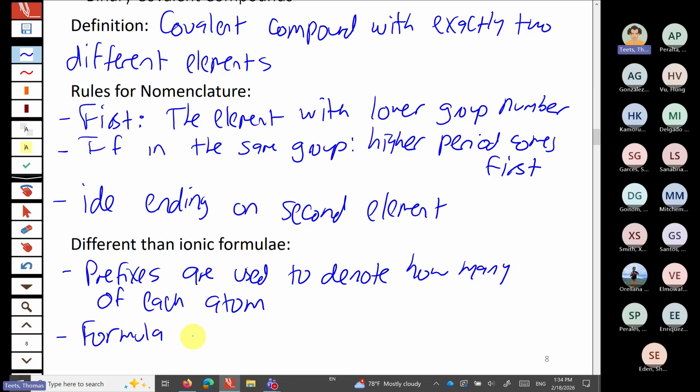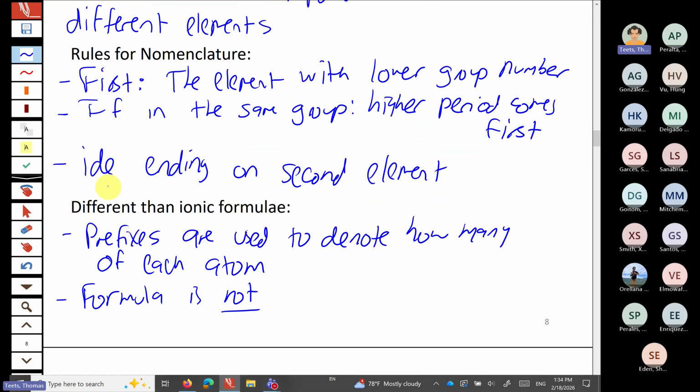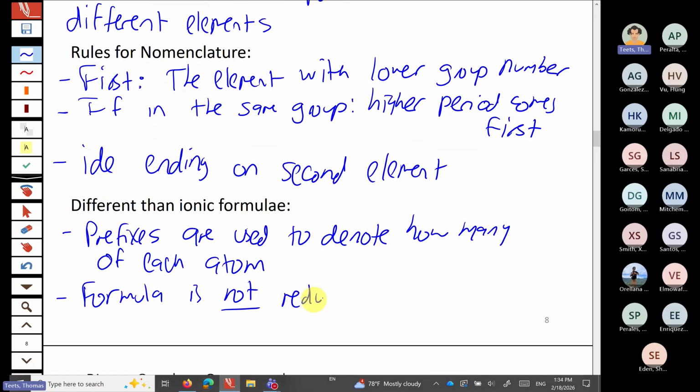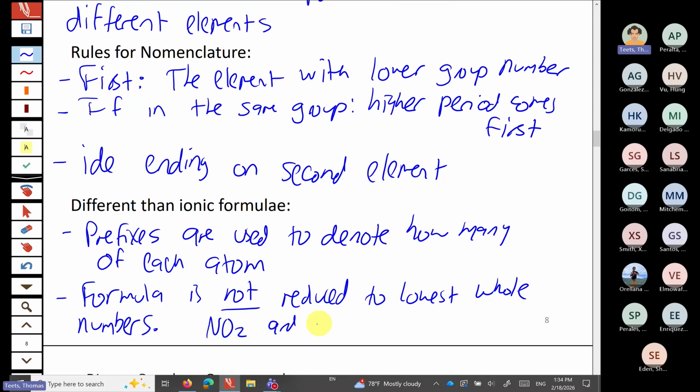And then when we talk about the formulas of covalent compounds, resist the urge, resist the temptation to reduce them to the lowest whole number. Leave the formula as is. And just directly translate name to formula if that's what you're asked to do. Don't try to reduce the formula in any way. And this is because, as an example, NO2 and N2O4, if you reduce the formula of N2O4 to its lowest whole numbers, it would also be NO2, but those are 2 different compounds.